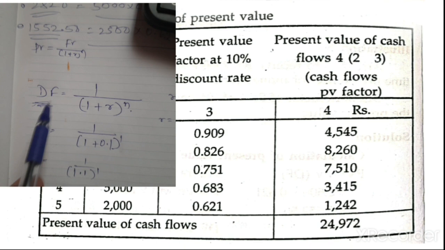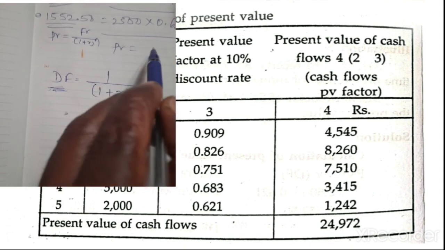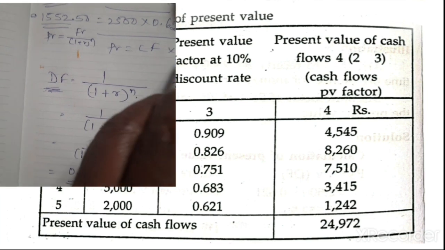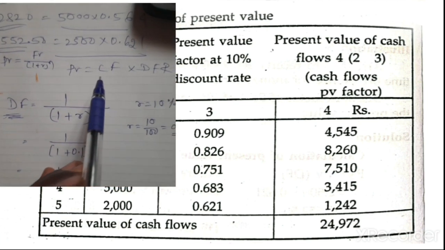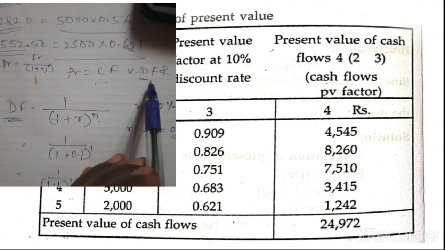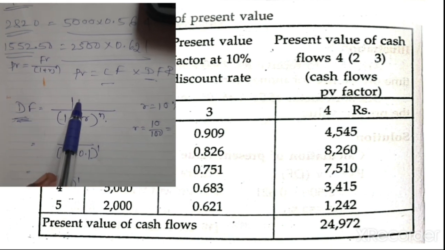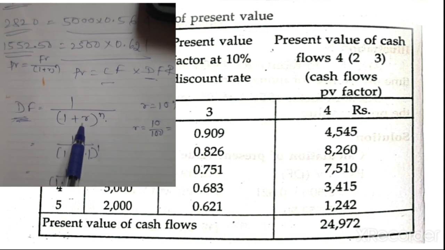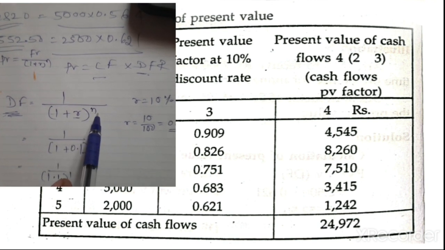Why? Because under the series method we are going to calculate the present value as cash flows times the discounting factor rate. In this problem they give the cash flows, but there are no discounting factors. How to calculate the discounting factor rate? It is equal to 1 divided by 1 plus r. R means the rate of discount given, and n means the number of years.